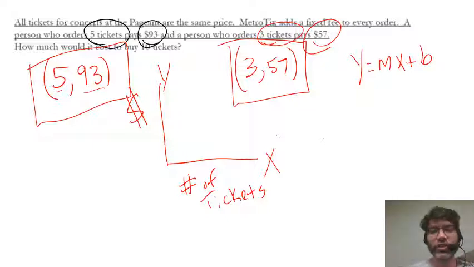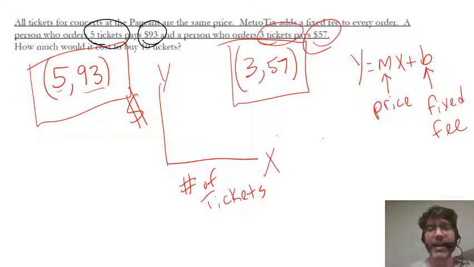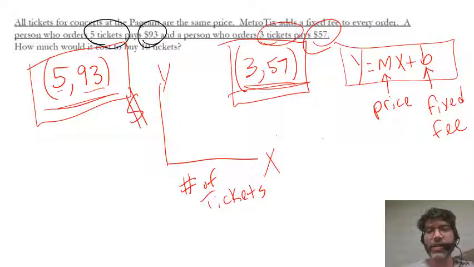So the slope in these word problems is going to be the price of a ticket, or the price of a t-shirt, or the price of whatever you're buying. The b is going to be the fixed fee. So if you have 2 points like we have here, and you can create the equation of a line, then you can look at the m and figure out what the price is per unit, and you can figure out what the b is, which is the fixed fee. All right, so now let's do that.